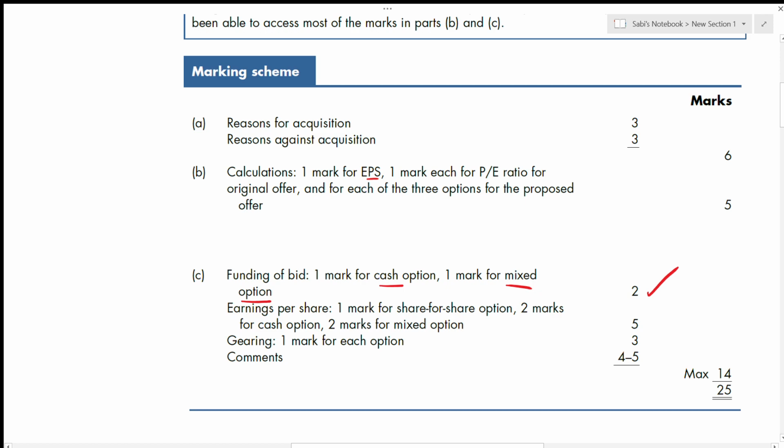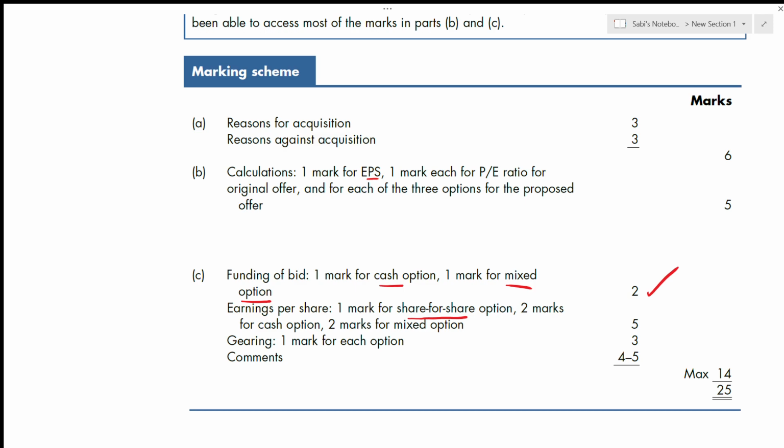Now let's go to the second one, the 5 marks. Earnings per share. 1 mark for share option. 2 marks for cash option. 2 marks for mixed option. Now here, when you calculate EPS, you have to calculate the share option too. Don't forget that. Only for the finance required you don't need it, but for the others, gearing and EPS, you need it.